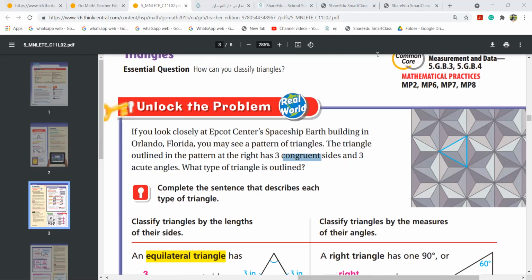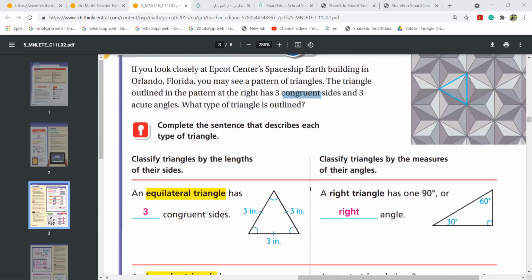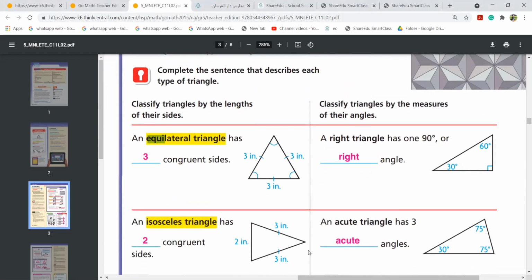Now, girls, you need to know, there is no need to hurry writing. You need to know when it is called equal. Equilateral comes with the word equal. Equilateral means they will have 3 equal sides. See here? 3 equal sides. This is called an equilateral triangle. They have 3 congruent sides.